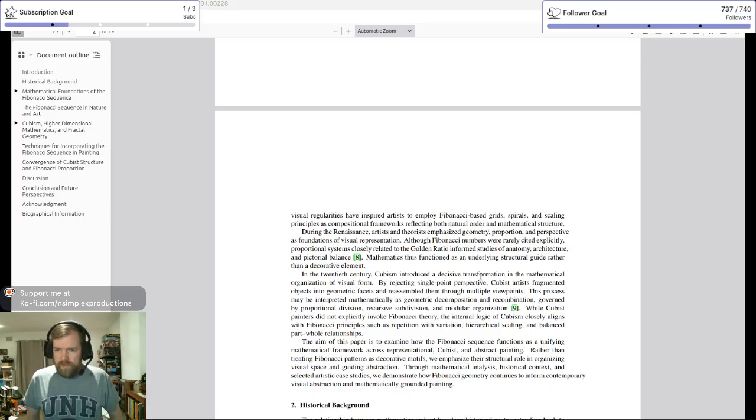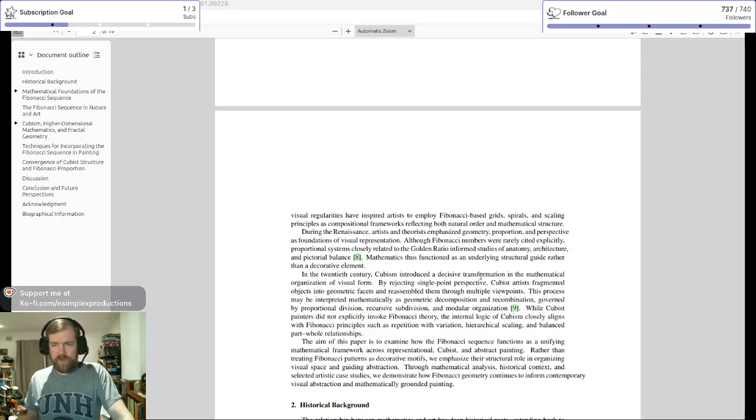During the Renaissance, artists and theorists emphasized geometry, proportion, perspective as foundations of visual representation. Although Fibonacci numbers were rarely cited explicitly, proportional systems closely related to the golden ratio informed studies of anatomy, architecture, and pictorial balance. Mathematics thus functioned as an underlying structural guide rather than a decorative element.